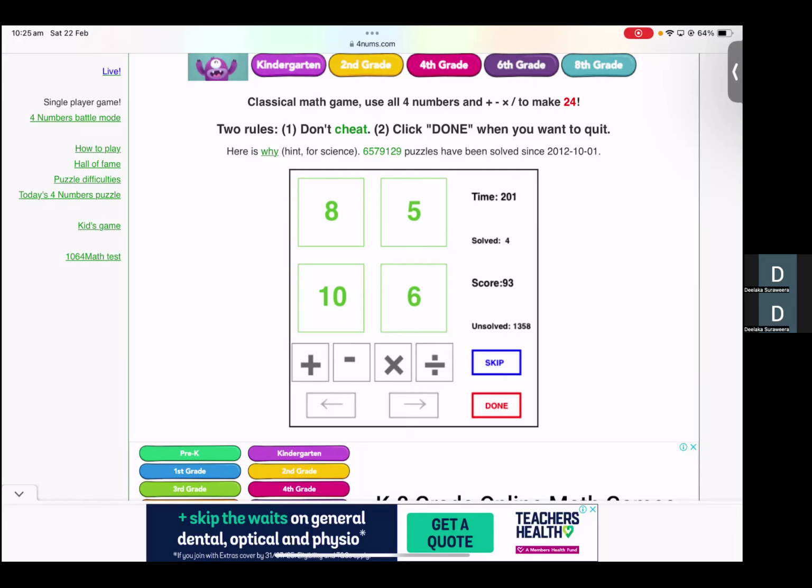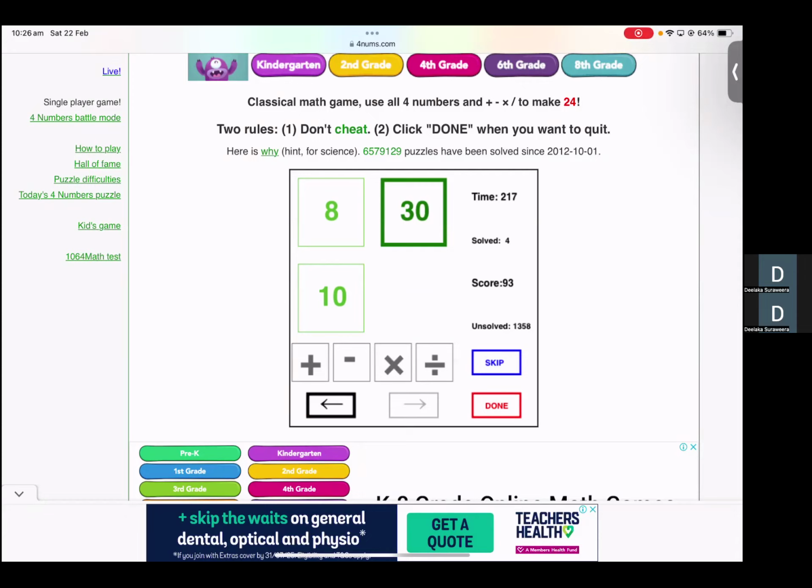Do you want me to tell you strategy? Yep. 6 times 5 is 30. Then divided by 10 is 3. Then times 8 is 24. Oh, ooh. I didn't think of that way. That's all multiplication and division. I was just trying to add it.